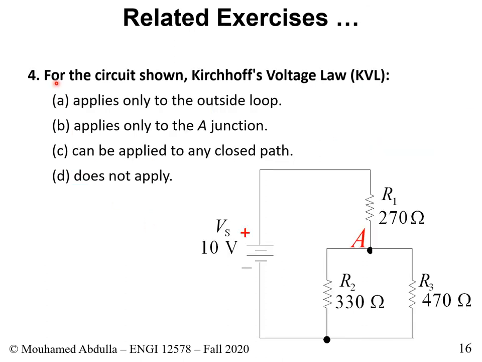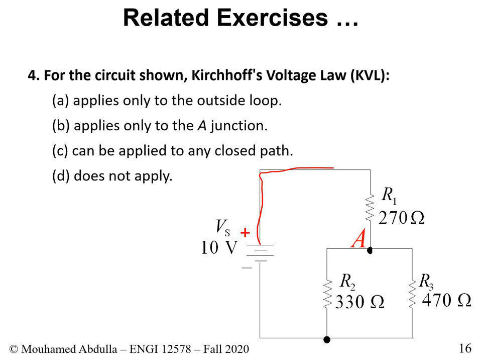Last question, question four. We ask you that for the circuit shown, so the circuit here, KVL, Kirchhoff's voltage law, applies only to the outside loop, applies only to the A junction, can be applied to any closed path, or does not apply. So as you know, with my style, I always like to annotate a circuit. So let's do that just to stay consistent.